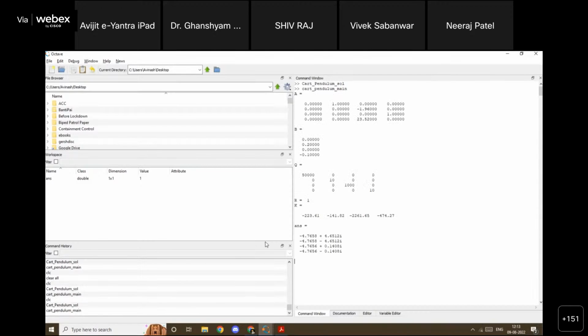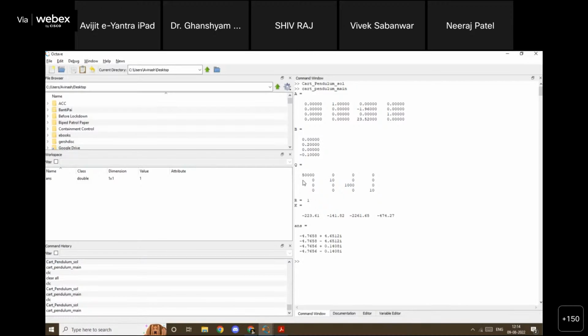So you can see that this is my A matrix where my theta c is the third parameter. You can see that it only depends on the theta c. So my values are theta w, theta w dot, theta c and theta c dot. These are my states. Now B matrix is like, again, you see the states.